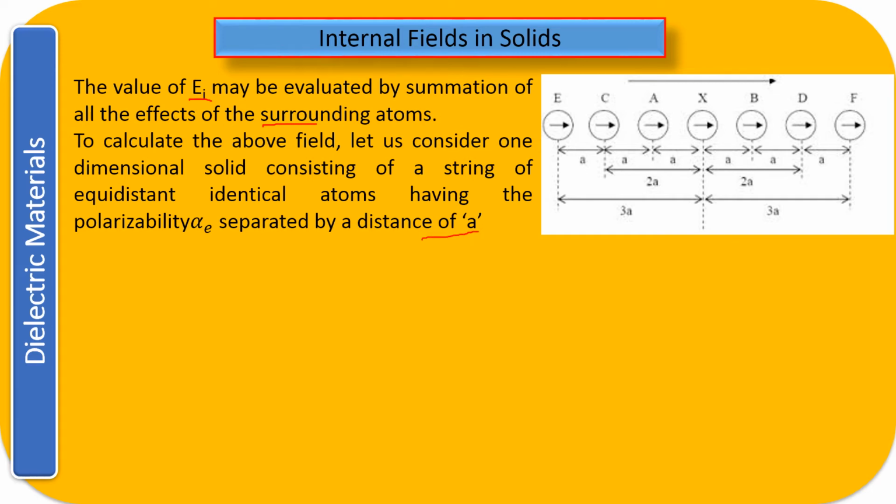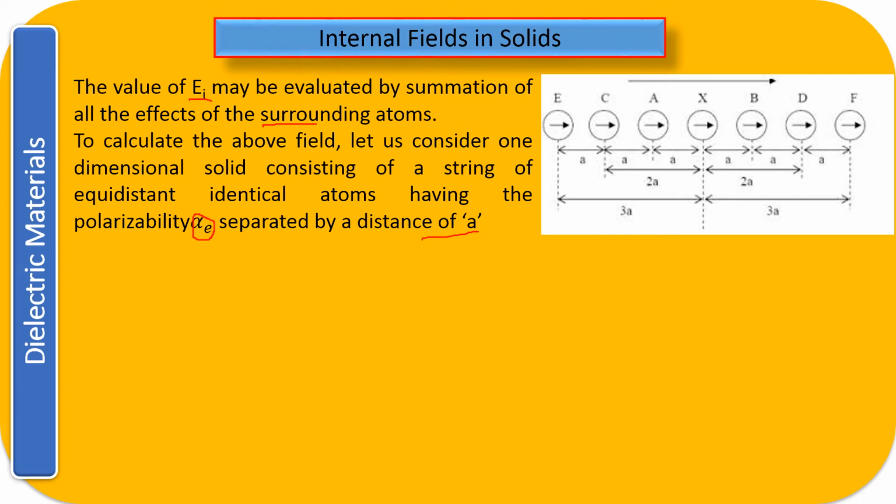Mostly here you should understand that in case of a solid, we have the electronic polarization. We have different types of polarization: electronic polarization, ionic polarization, orientational polarization, space charge polarization. But in case of a solid, primarily the type of polarization is electronic polarization, and electronic polarization is represented by alpha E, right?